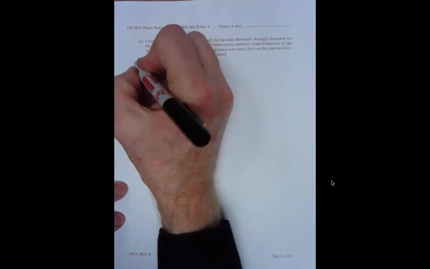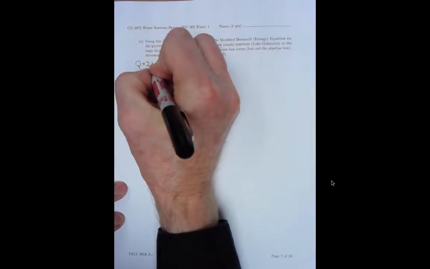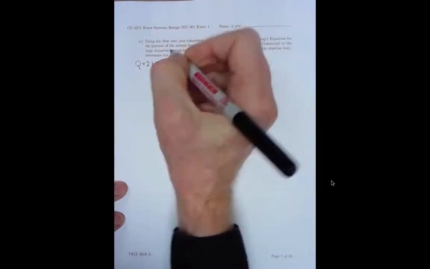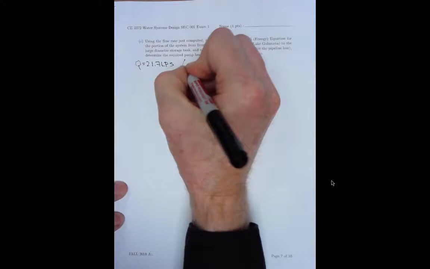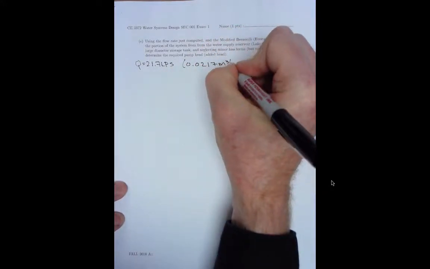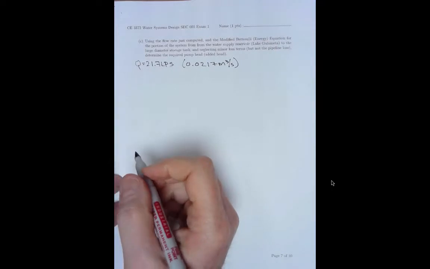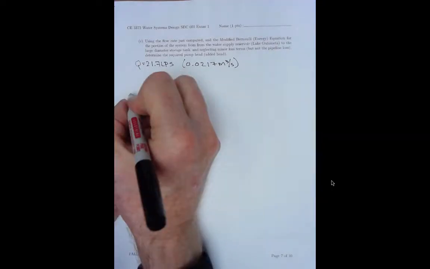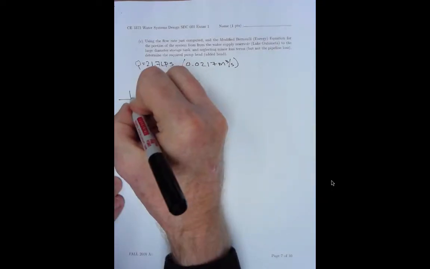Okay, that's that problem. Using the flow rate just computed, Q equals 21.7 liters per second, 0.0217 meters cubed per second. We want to find out what the head the pump has to supply. So now we're on this part of the problem.